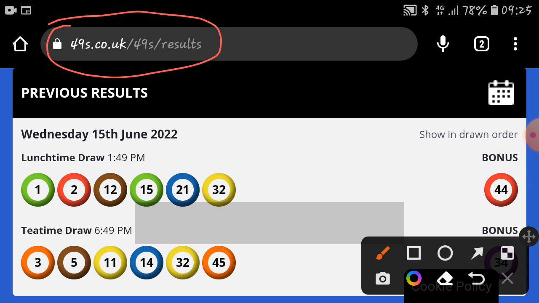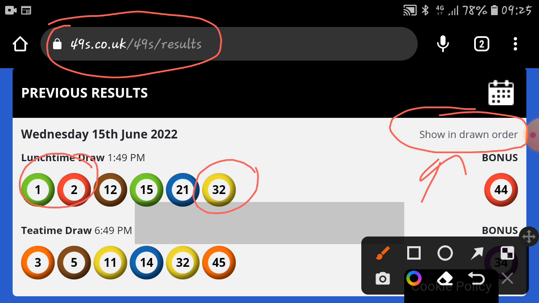49s.co.uk, right? Whereby we use this button, the show in draw order or show in numerical order. So the numbers that we are going to be looking at are 32, and 1 and 2. Then later on, we will look at 12 and 21. We want to see how they affected the results here on tea time.